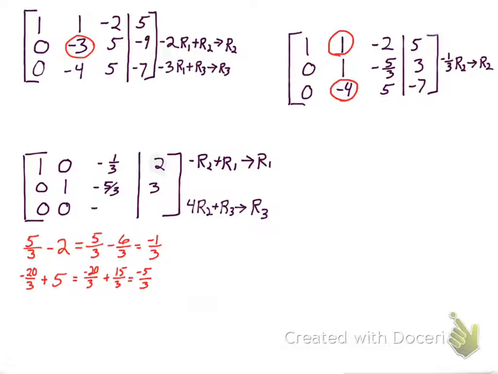So that's also negative 5 over 3. And finally, we're going to have 4 times my row 2, so 4 times 3 is 12. 12 minus 7 is going to give me 5.